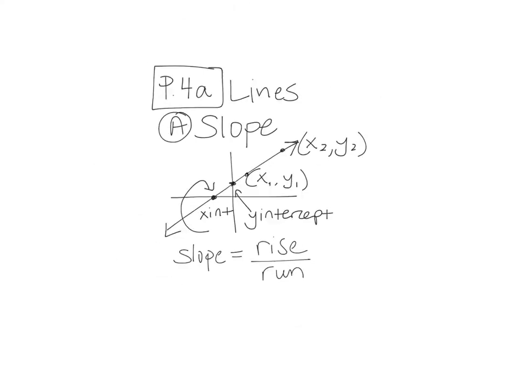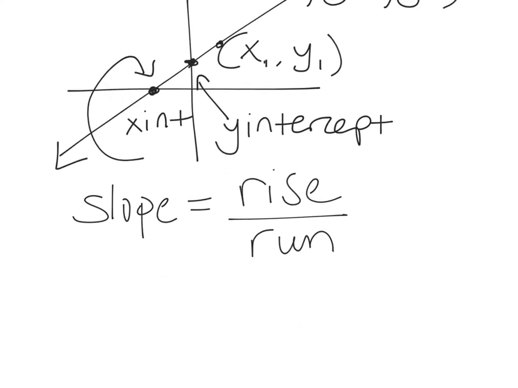And if we have 2 points like this, x1, y1, and x2, y2, then we say slope, which is abbreviated with the letter m. I'm not sure why. Never found out. I just accepted it. Sometimes that's what we do.